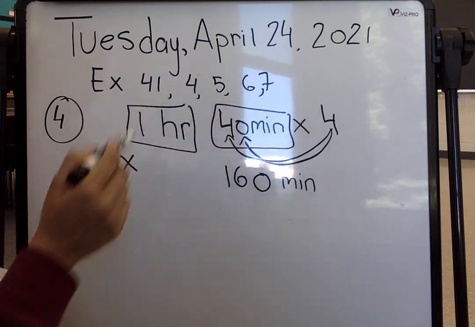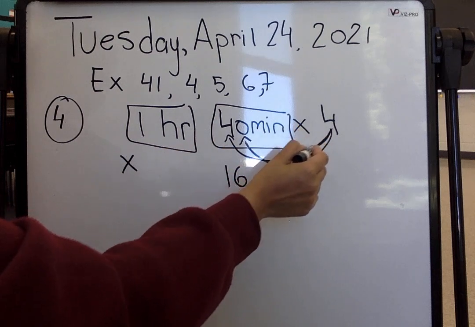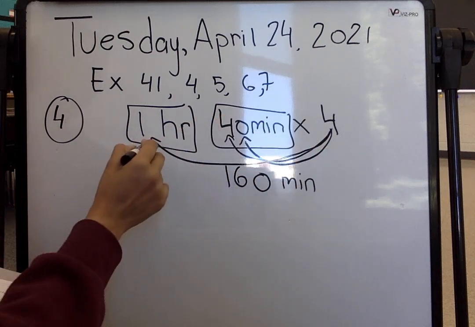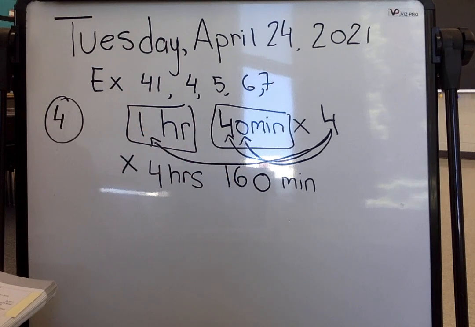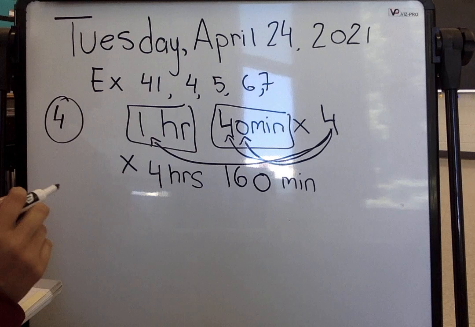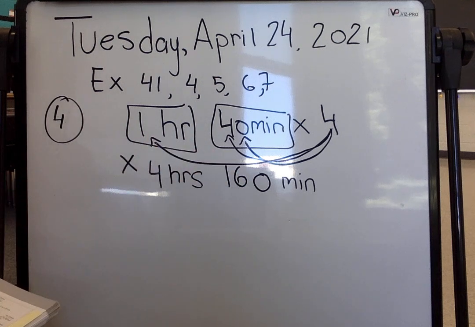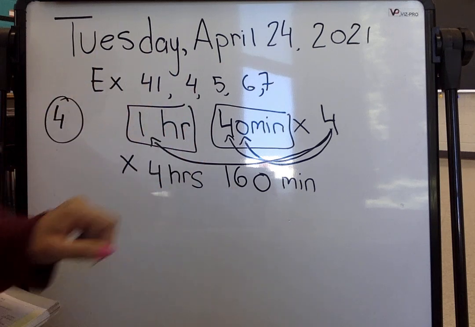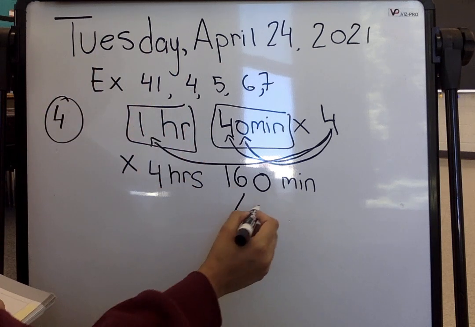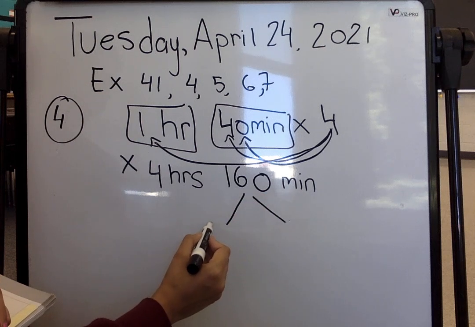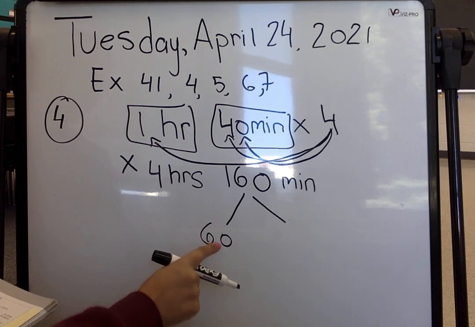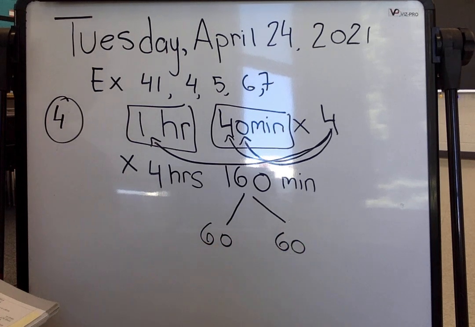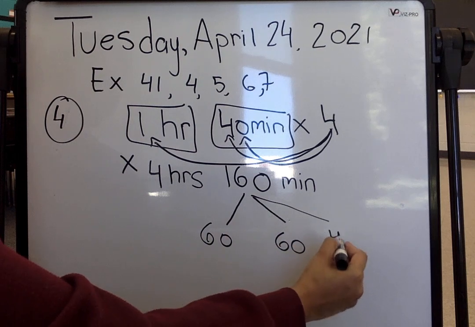Then I go ahead and I multiply my 4 to my hours. So it is 4 times 1 gives me 4. So I have 4 hours and 60 minutes. Sorry, 160 minutes. Now in 160 minutes, there are 2 hours still hiding in this. So watch this. If we divide it up, so we have in 160, we have 60 minutes, 60 minutes, and 40 minutes.